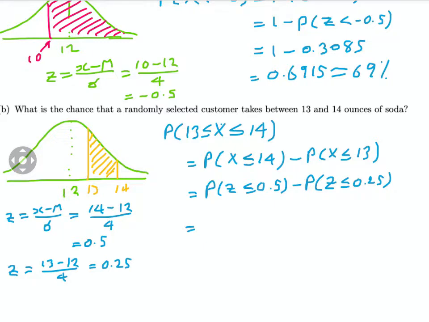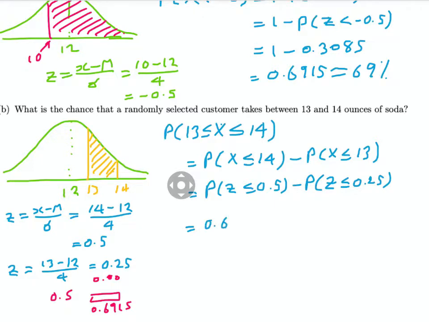Now we need to check the table. We have z less than or equal to 0.5. Therefore, go to the z table. I am not going to show you now because you know, it's the same way we used for the previous problem. In this case, go to 0.5 here and 0.00 here, and the number over here should be 0.6915.